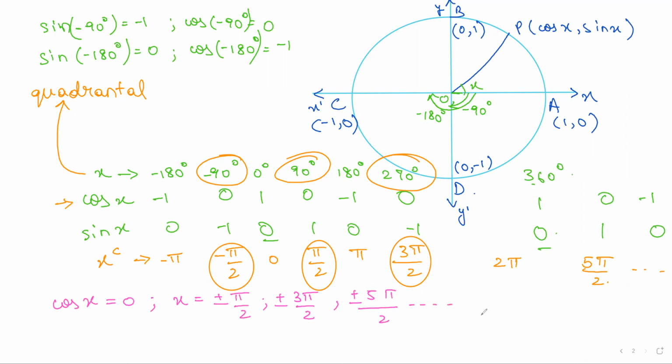How can you generalize this? See, pi by 2 is common. Pi by 2 is common. What are the coefficients? You're getting cos x equal to 0 for plus minus odd values 1, 3, 5. We know that odd values are written as 2n plus 1. Pi by 2 is common, where n is an integer.